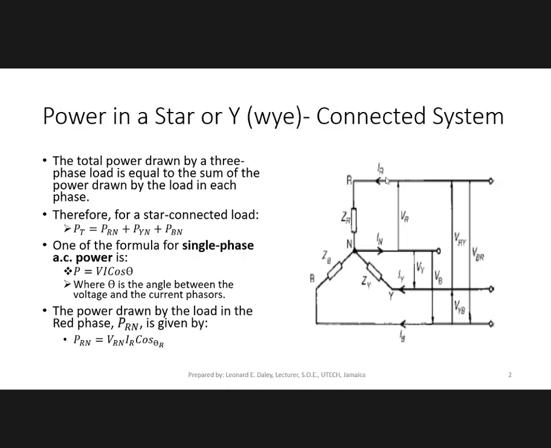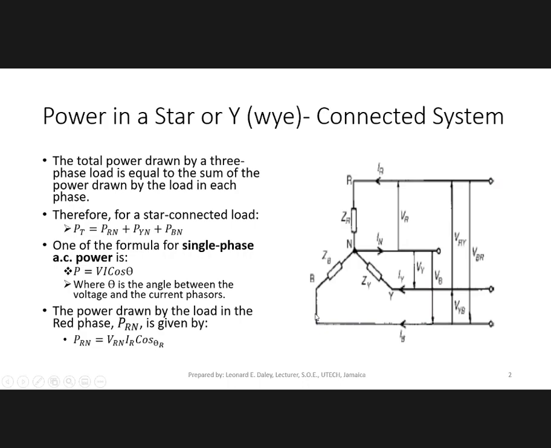The total power in a three-phase system is, as you would imagine, the sum of the power in each phase of the system. So we're looking now at the star system. So the total power in a star system will be the power in the red phase plus the power in the yellow phase plus the power in the blue phase.